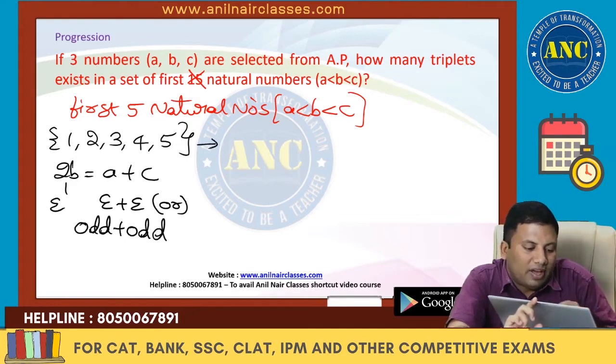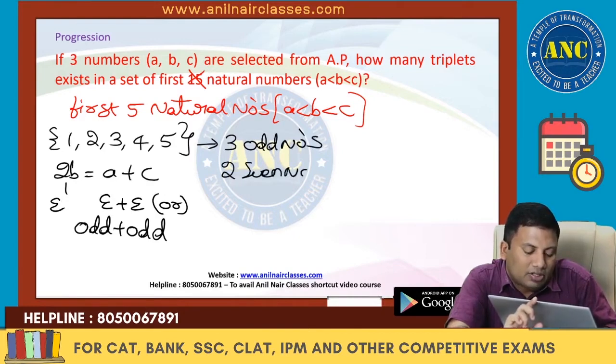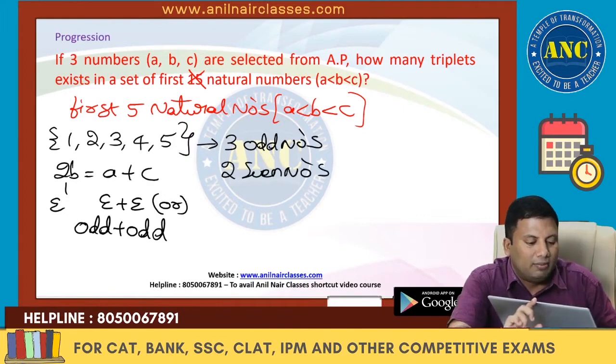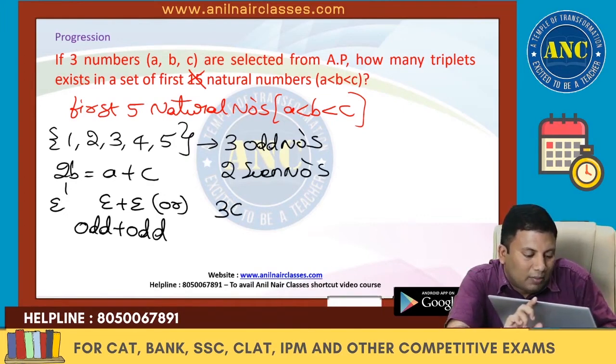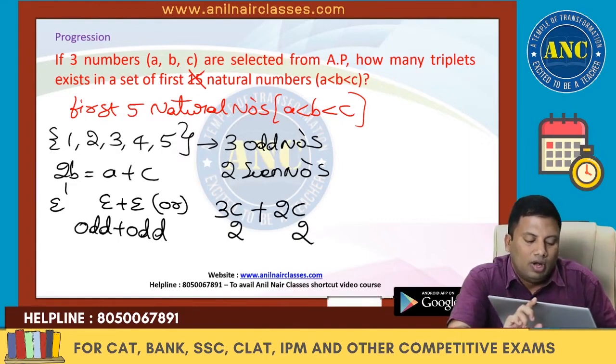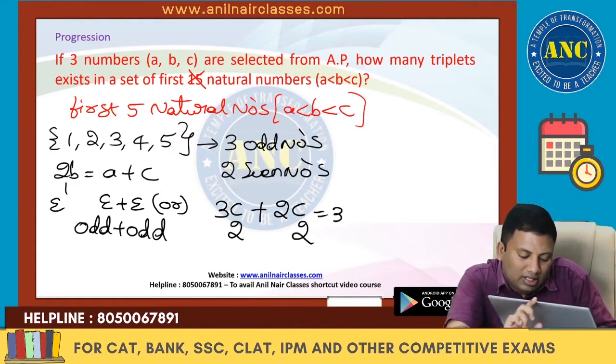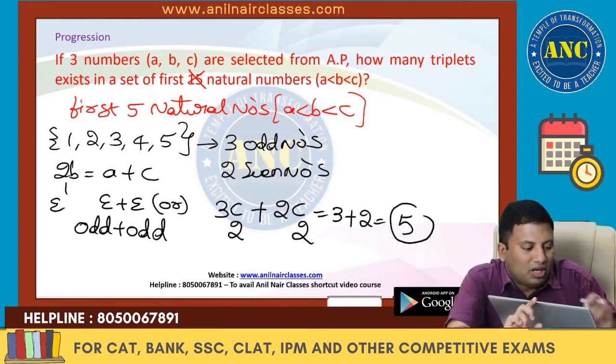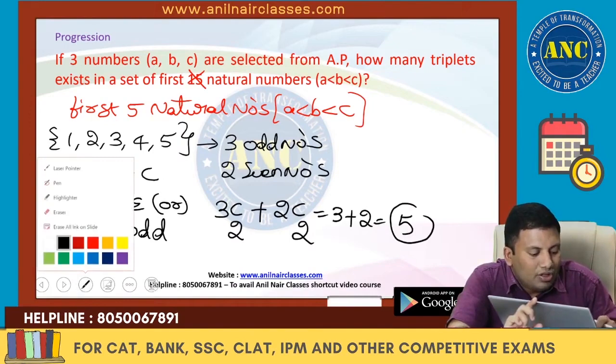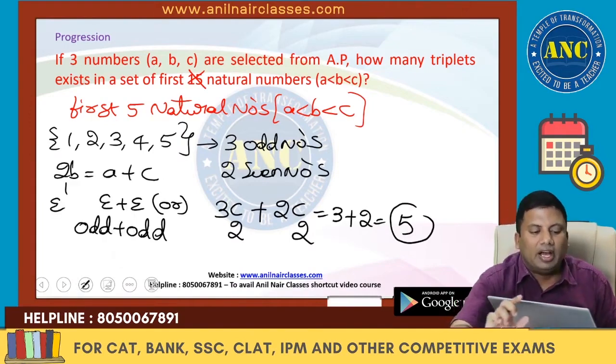Out of these 5 numbers, 3 are odd numbers and 2 are even numbers. Out of 3 odd numbers, select any 2: 3C2. Out of 2 even numbers, select any 2: 2C2. 3C2 is 3, 2C2 is 1. 3 plus 1 is 4. I hope it is clear.